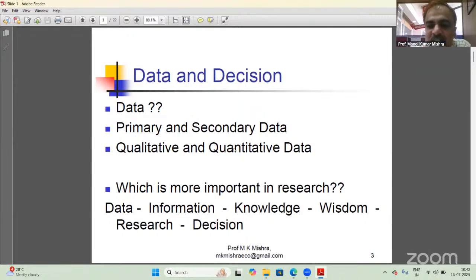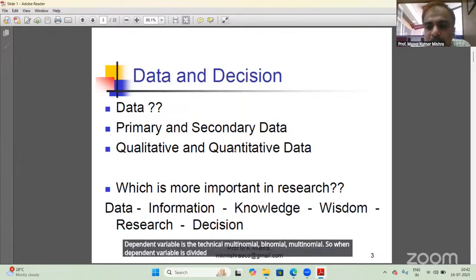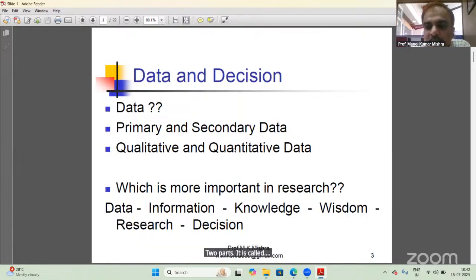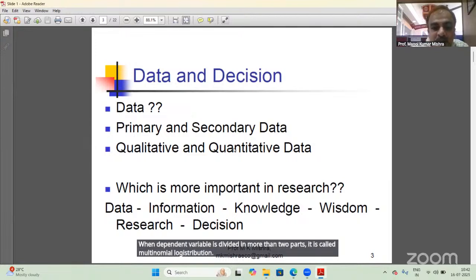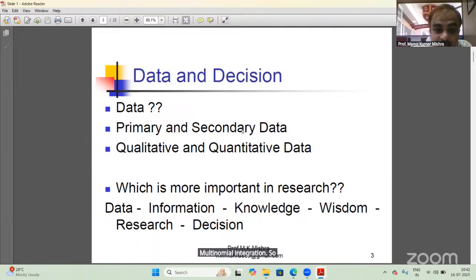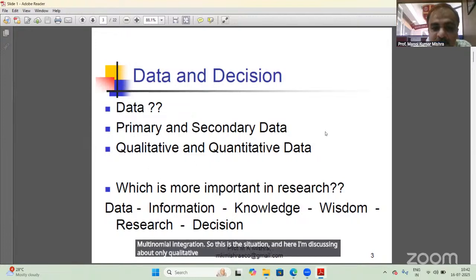Such a type of situation also comes. Sometimes logistic regression. Dependent variable is categorical: binomial or multinomial. When the dependent variable is divided into two parts, it is called binomial logistic regression. When the dependent variable is divided into more than two parts, it is called multinomial logistic regression. So this is the situation. And here I am discussing only qualitative and quantitative data.